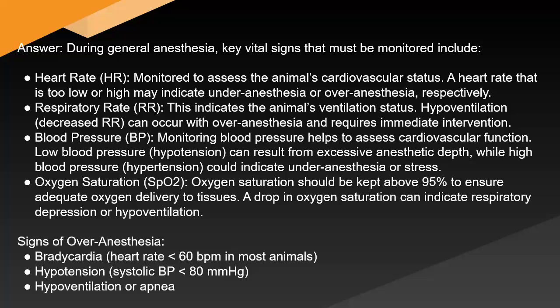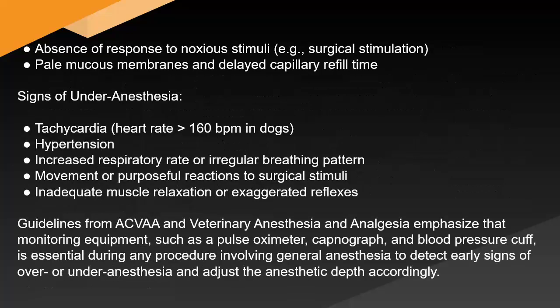Signs of over-anesthesia: bradycardia, heart rate below 60 BPM in most animals, hypotension, systolic BP below 80, hypoventilation or apnea, absence of response to noxious stimuli, e.g. surgical stimulation, pale mucous membranes and delayed capillary refill time. Signs of under-anesthesia: tachycardia, heart rate above 160 BPM in dogs, hypertension, increased respiratory rate or irregular breathing pattern, movement or purposeful reactions to surgical stimuli, inadequate muscle relaxation or exaggerated reflexes.